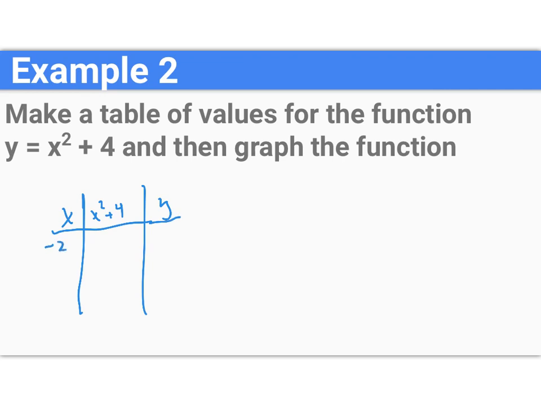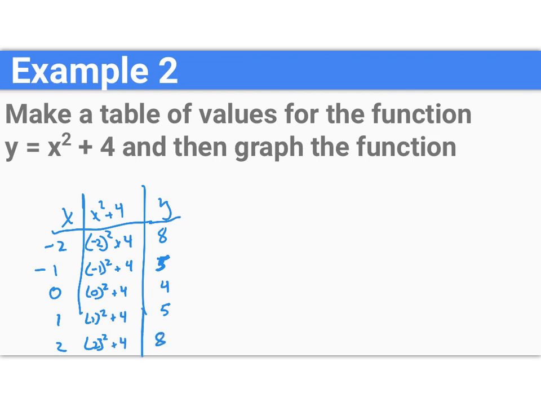So at negative 2, squared is 4 plus 4 is 8. Negative 1 squared is 1 plus 4 is 5. At 0 squared is 0 plus 4 is 4. At 1 squared is 1 plus 4 is 5. And at 2 squared is 4 plus 4 is 8.